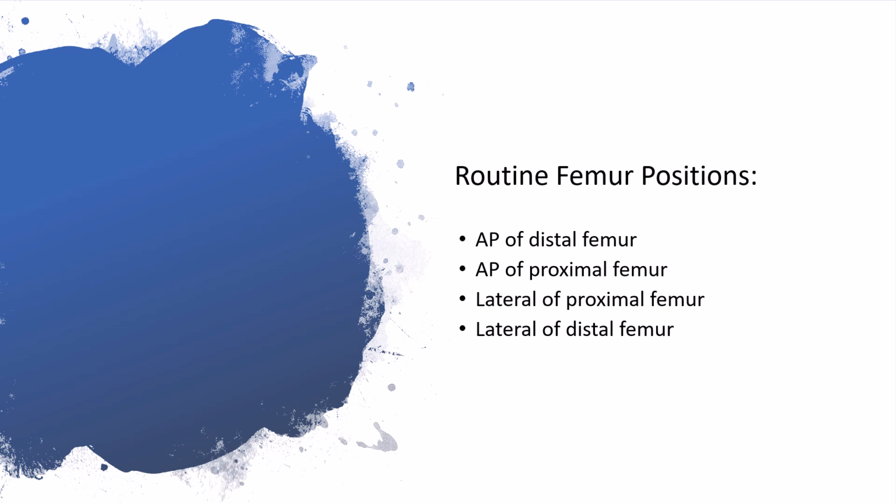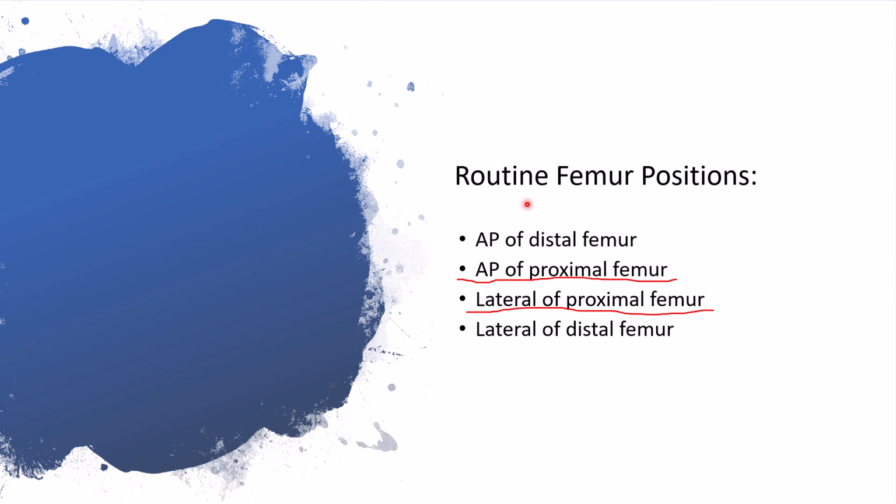When we look at the femur, the routine positions for a femur, there are 4 positions on a femur, and technically 2 of these, the AP proximal and the lateral proximal. So these 2 images, this one, AP proximal femur, and lateral of the proximal femur, both of those images would be a hip. An order for a hip, you would get those 2 images.